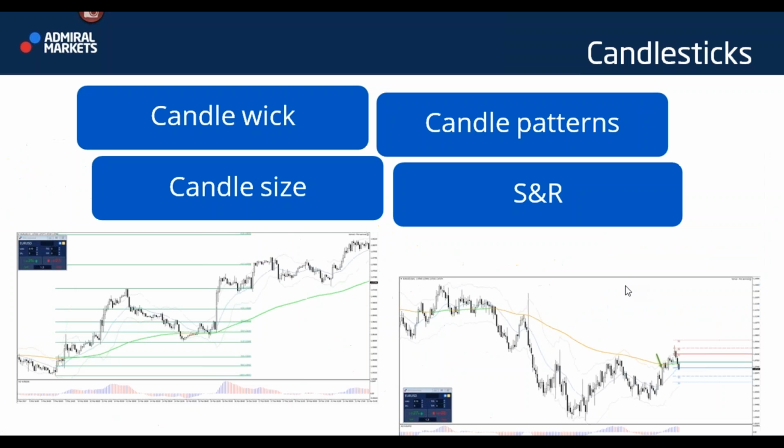All right, so what are strong candlesticks? Why is that daily candle strong? Why was that hourly candle strong? Why was the 5 and 1 minute candle strong? Basically, there are two components that I think are very, very important: the candle wick and the candle size.